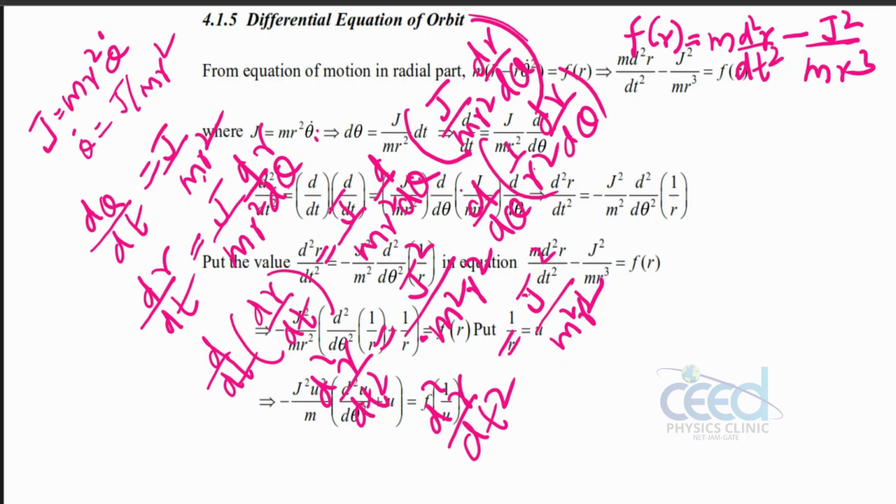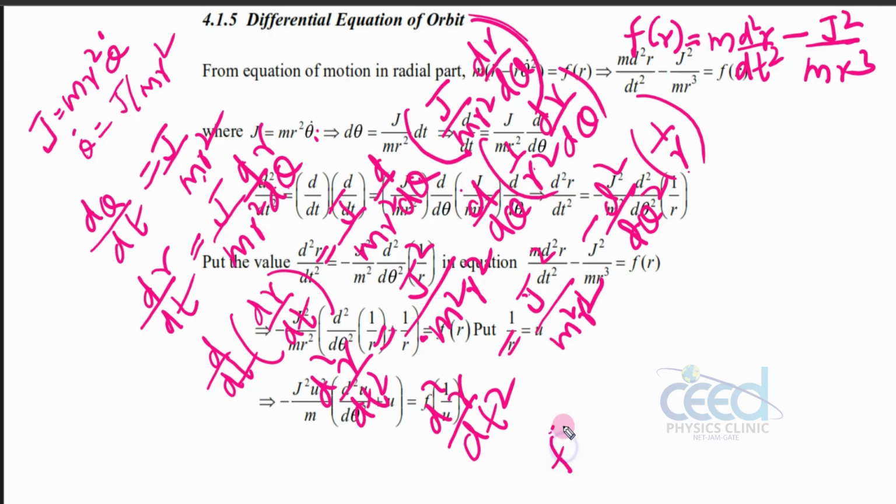This 1 by r square dr by d theta I can write as minus d square by d theta square of 1 by r. Because the first differential of 1 by r is minus 1 by r square into dr by d theta. The differential of 1 by x is minus 1 by x square, you know. Using that property, the differential of 1 by r is minus 1 by r square into dr by d theta. So I can write the double derivative of 1 by r. Now for convenience I am writing this in a different way. See what I can write here.